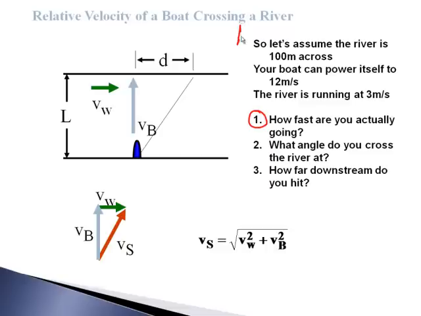So what I would like you to do right now is write this down. Actually do this in your comp book. This is called boat crossing a river. Let's assume the river is 100 meters across. The boat can power itself at 12. The river is running at 3. How fast are you actually going? That's step 1. Do it.